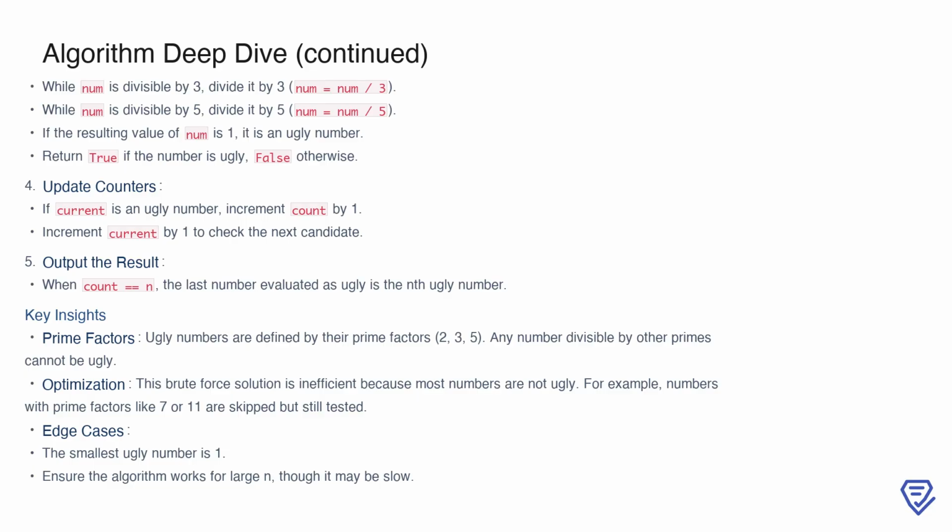Otherwise, it returns false. Once we have this helper function in place, we use it to check each candidate number in our loop. If the number is ugly, we increment the count variable to track how many ugly numbers we've identified. After checking each number, whether it's ugly or not, we increment current to move on to the next candidate. When our counter reaches the target value n, we know that the last number evaluated as ugly is the nth ugly number. However, this brute force approach is inefficient because we end up testing many numbers that aren't ugly, such as those divisible by other primes like 7 or 11.